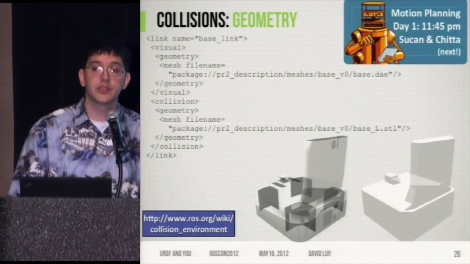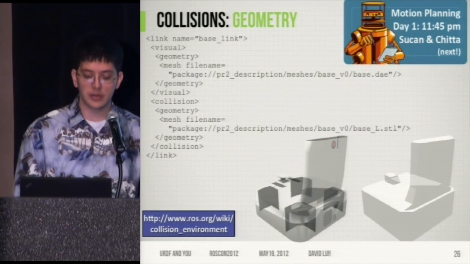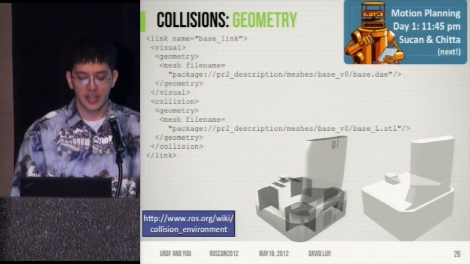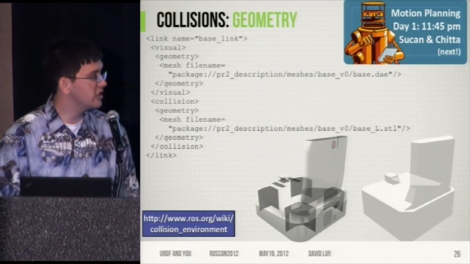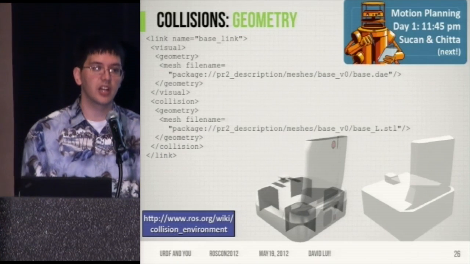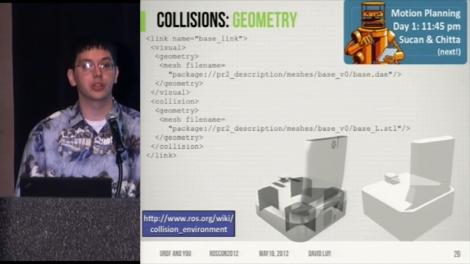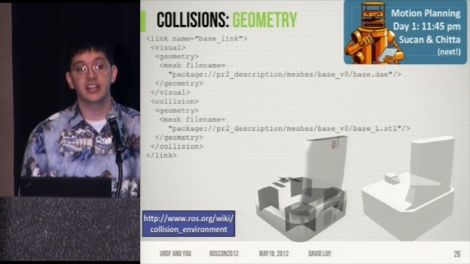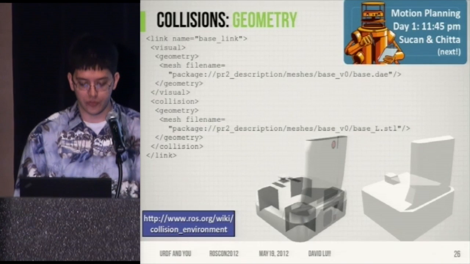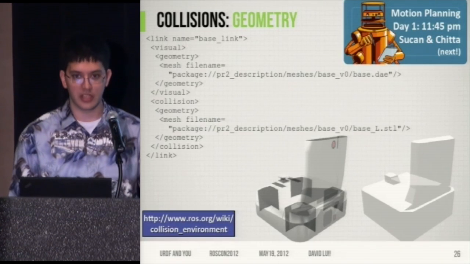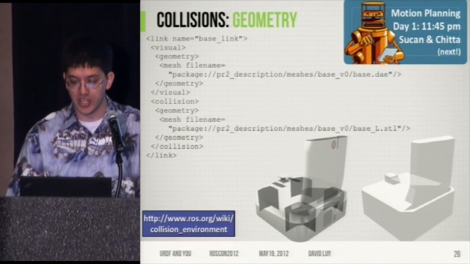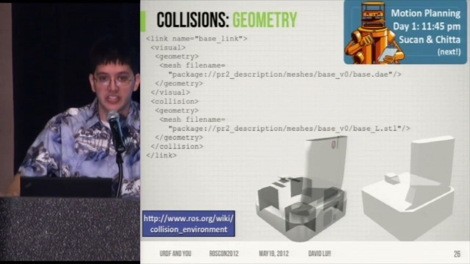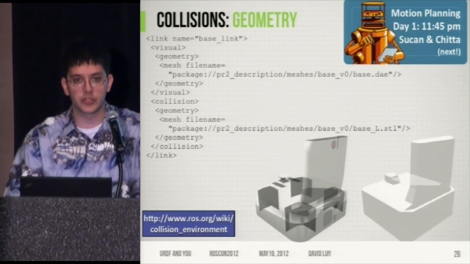And so what URDF allows you to do is specify another element, another geometry for the collision detection. On the bottom right, you can see a simpler mesh that is used for collision detection and has many fewer facets and therefore is a lot easier to compute collision detection for. Again, more information on this wiki page. Also, Jon and Sachin will be talking about this next a little bit in the motion planning session.